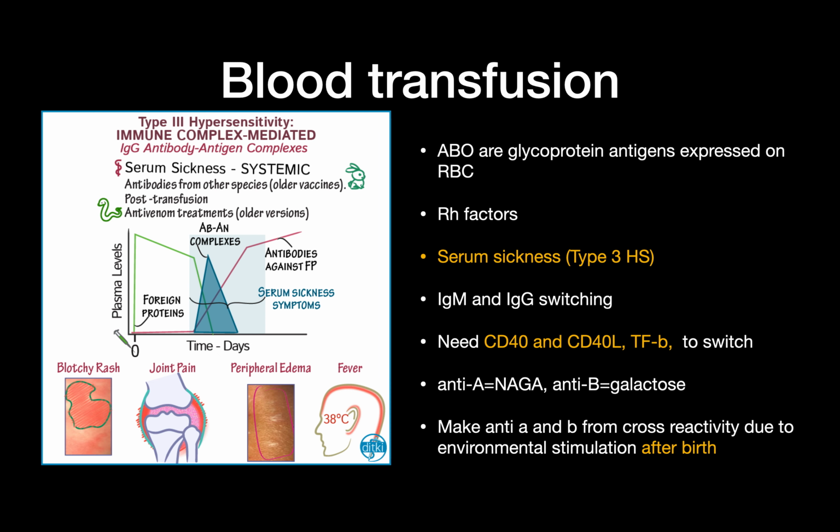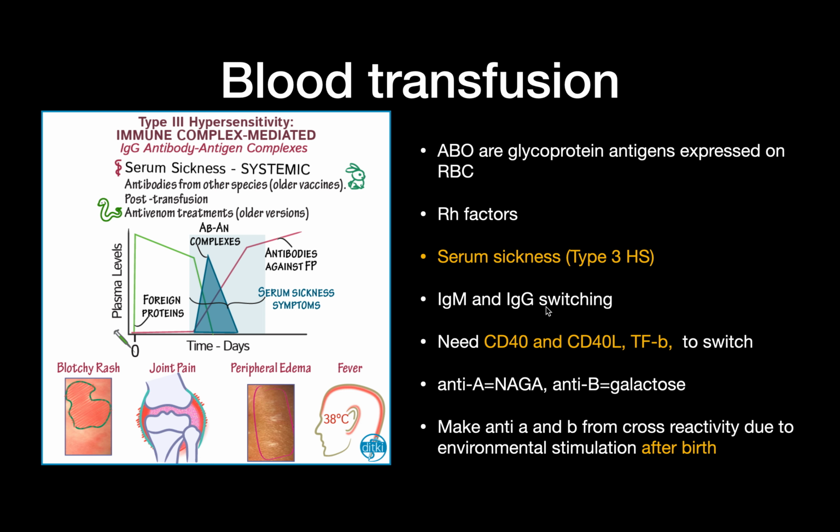Okay, so the ABO blood groups are the most common. This is the one that we screen for, along with the Rh factors. Wrong transfusion, wrong blood is going to cause serum sickness, which is a type 3 hypersensitivity reaction. It can also be caused by antibodies from other species, like old vaccines, which come from animals, or any anti-venom treatment, especially the older versions.